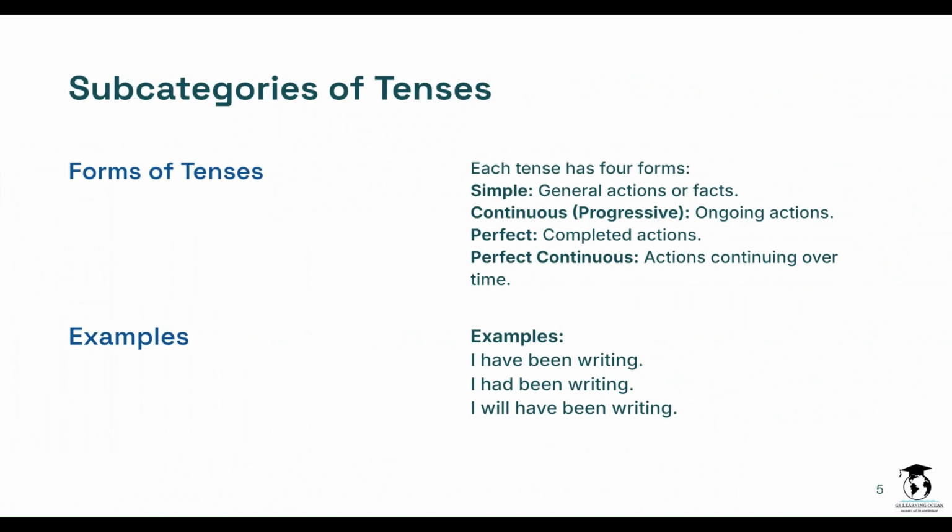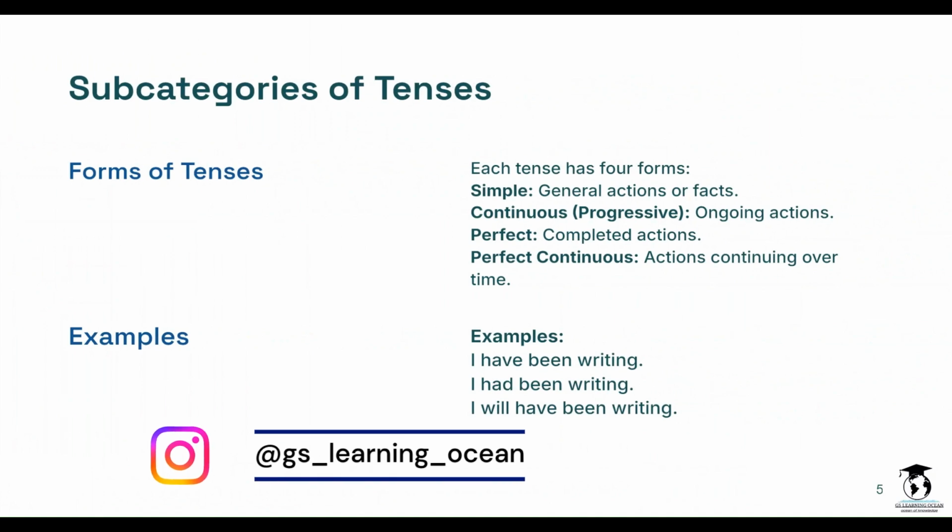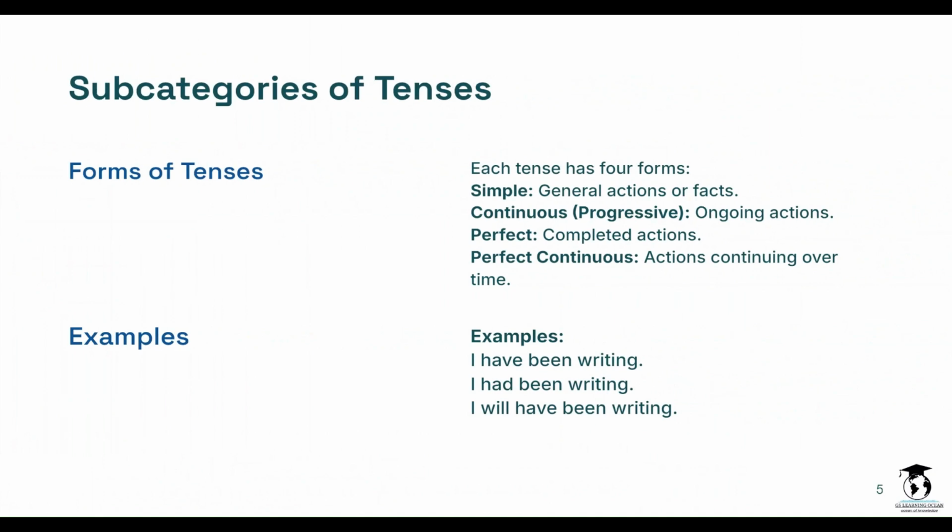Like simple, in simple we describe general actions or facts. For example, I write, I wrote, I will write. Now this is something which are general actions or can be done on an everyday basis, or we can say the universal truth which cannot be changed. We can include them in the simple tense, and in the continuous we describe actions which are ongoing.